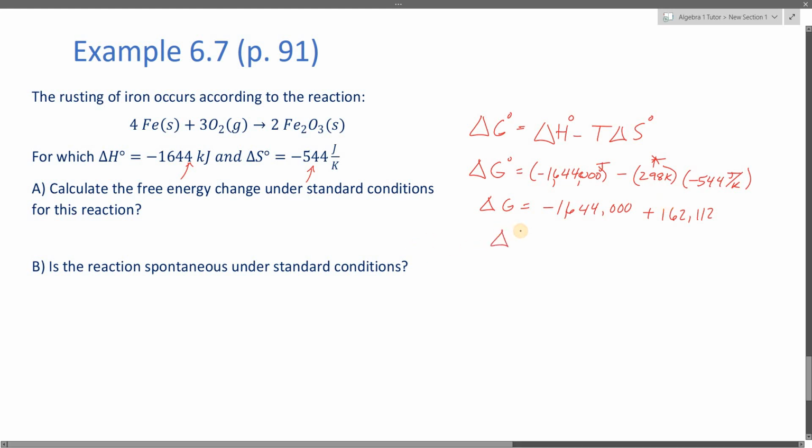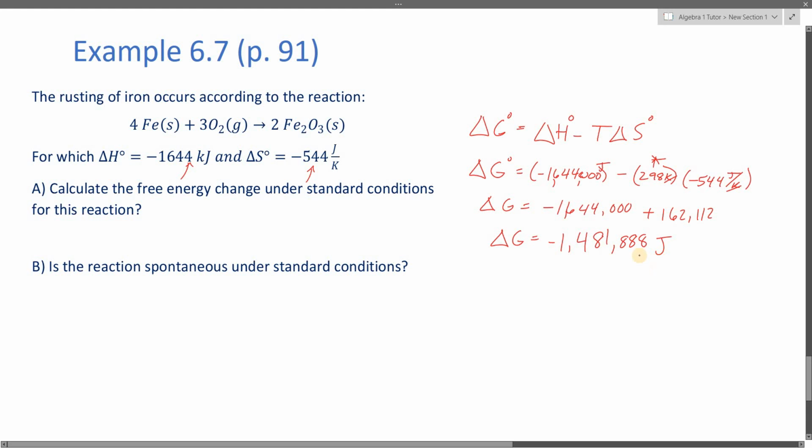My delta G value, Gibbs free energy, is equal to negative 1.4 million or so. And because it's energy, it's in joules. Kelvins cancel here, and we're left with joules.